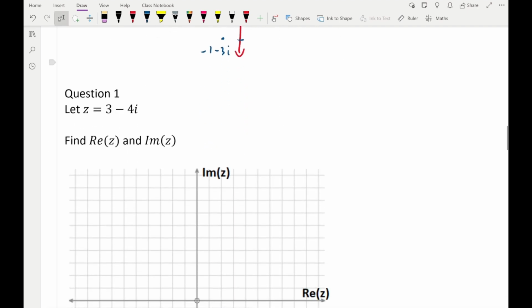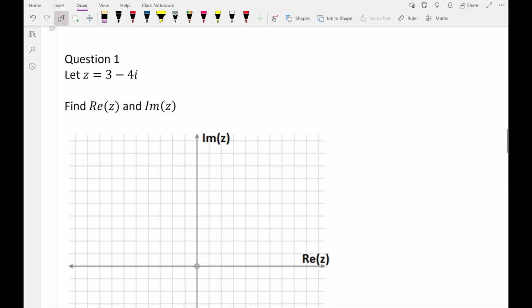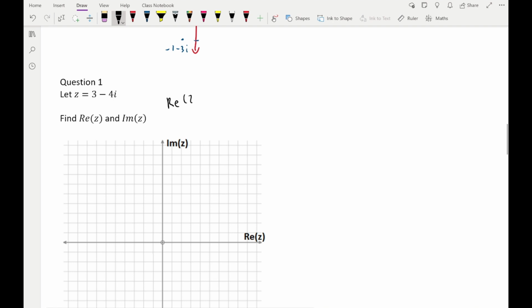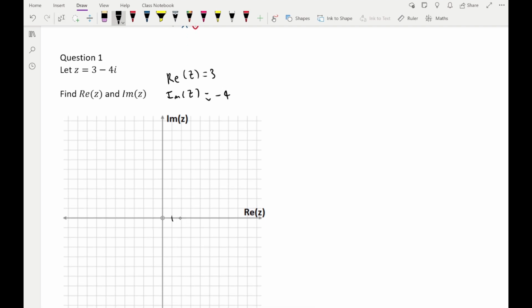So let's do some questions. z equals 3 take 4i. We want to find the real bit and the imaginary bit. Well, the real bit is just 3, and the imaginary bit is the number with the i, that's minus 4. And let's just plot it for fun. So I've got 1, 2, 3 on the real, and 1, 2, 3, minus 4 on the imaginary. Here's z, 3 take 4i.